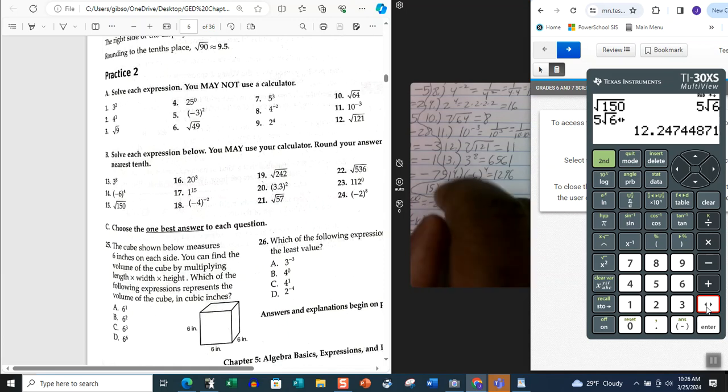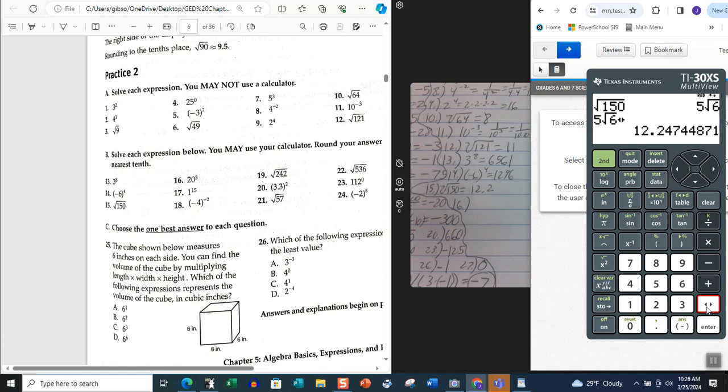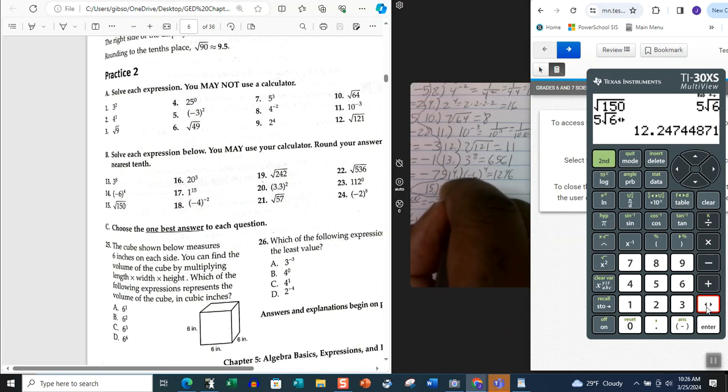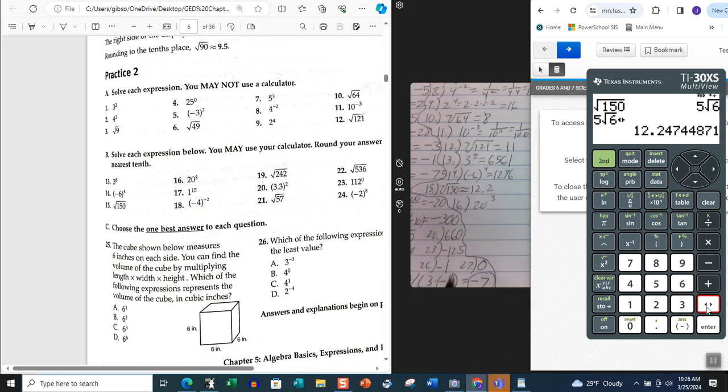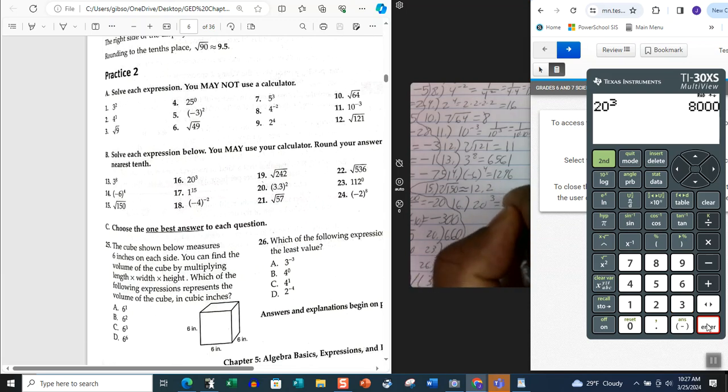All right. Now 16, we have 20 to the third power. Now going back to 15, because we rounded, this equal sign should be curvy to show that it's an approximation. So now we have 20 to the third power. We can clear this out. We type 20, exponent key, third power, press enter. So that's 8,000.